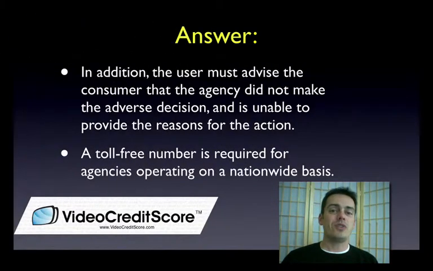Now, not only do they have to communicate this, but they also have to communicate that the credit bureau was not the reason for the adverse action and that they aren't really associated with the adverse action. They're just providing the information to you about the adverse action. They're providing the information to you about your credit file so you can see what might have been the reason that you were rejected in your application. So they also have to provide a toll-free number as well.